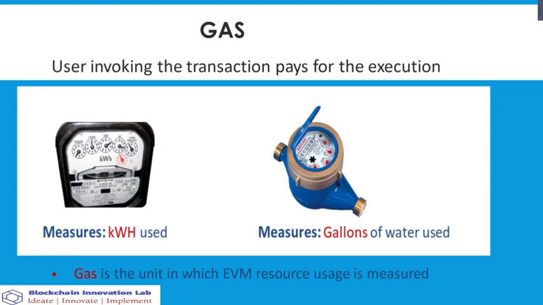Gas is nothing but the fee for the user invoking the transaction for execution. And as I told you, we need to pay the gas price. So where exactly do you go and configure this? You configure all of this in a file called the Genesis file. Genesis is the first block in a blockchain. You just need to underline that and recap it. Genesis is the first block in a blockchain.